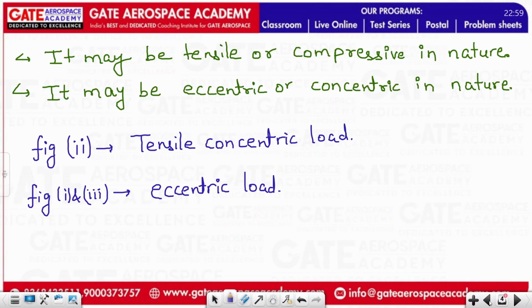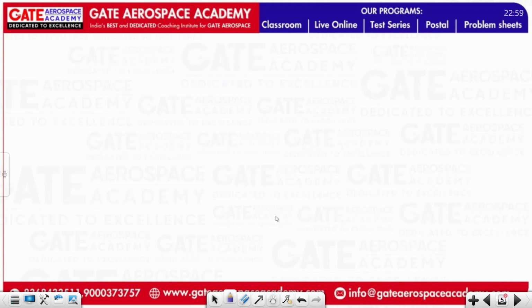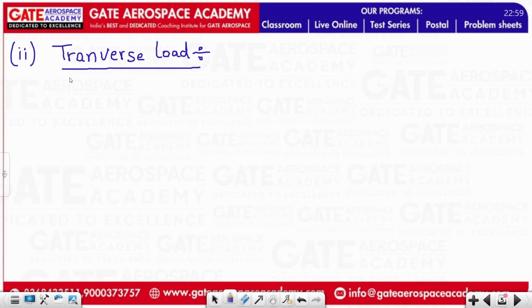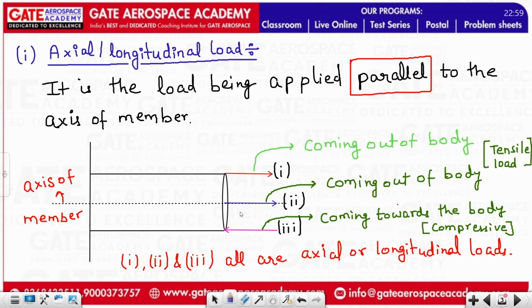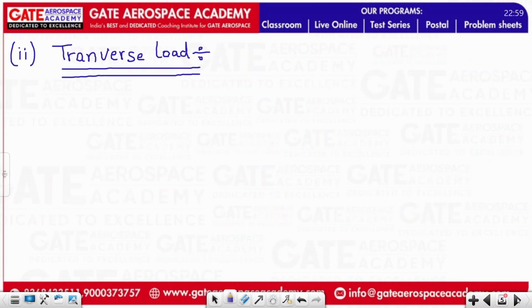Now, this is your first type of loading. The second type of loading that we have is known as transverse loading. The first one is your axial load, the second one is your transverse load. Now this load will be perpendicular to the axis of member. If the load is applied perpendicular to the axis of member, then it will be termed as your transverse load.